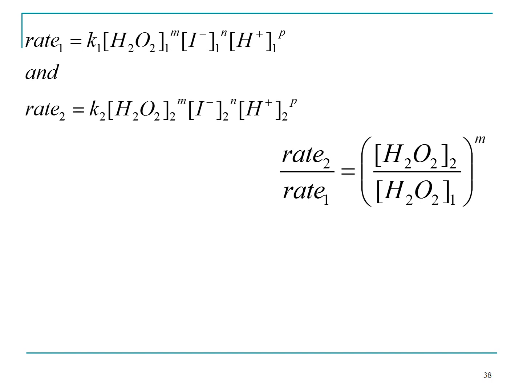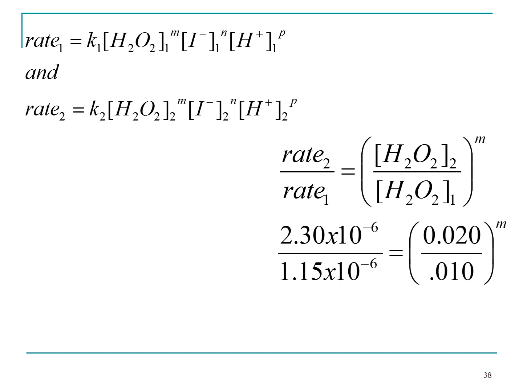Now if you plugged in those numbers for the second trial and the first trial, what you would end up with is this. The rate, 2.3 times 10 to the minus 6 for the second trial over the rate for the first trial, 1.15 times 10 to the minus 6, gives you a ratio. You can already see that it's doubled, so it's going to give you the ratio of 2. But if you can't tell by just looking, this is what you do. Put the rate of the second over the rate of the first, and then in these brackets, because we're raising it to the M power, we put the concentration for the second trial over the concentration for the first trial, and then do the division.